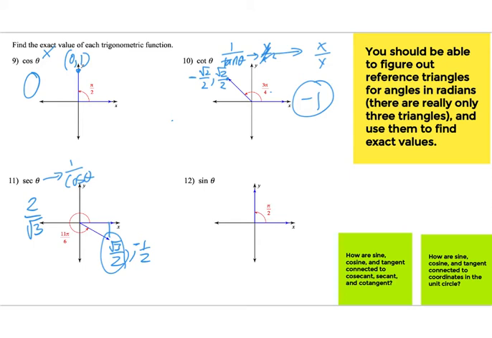For our last one, we've got sine of theta given pi over 2. And we've got the coordinates 0, 1. Sine is our y value, so therefore our value is 1.